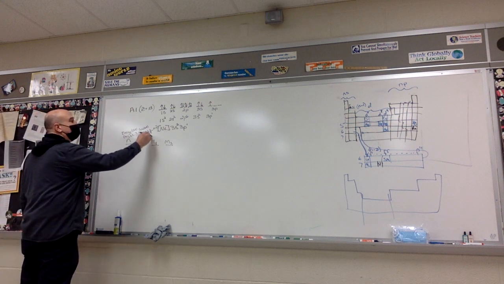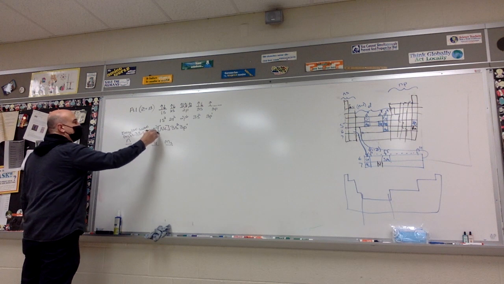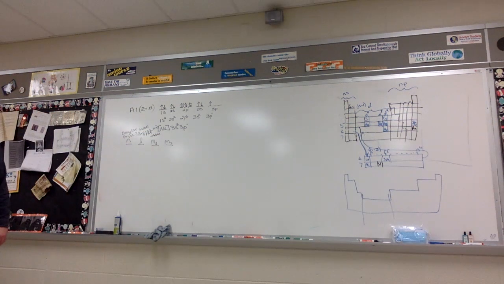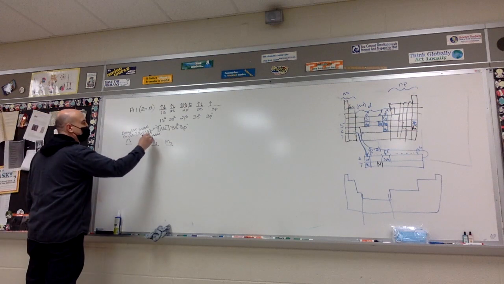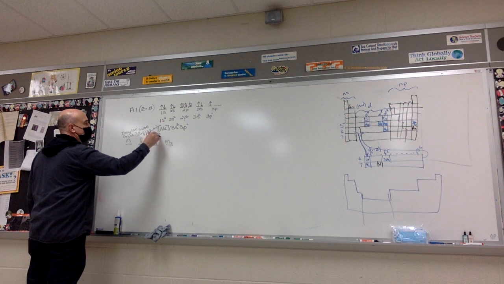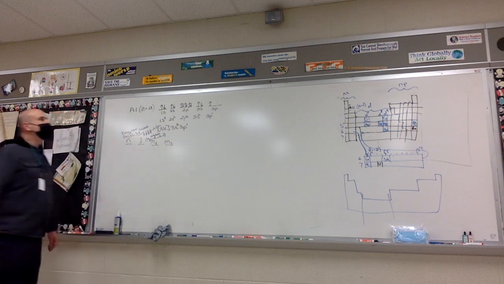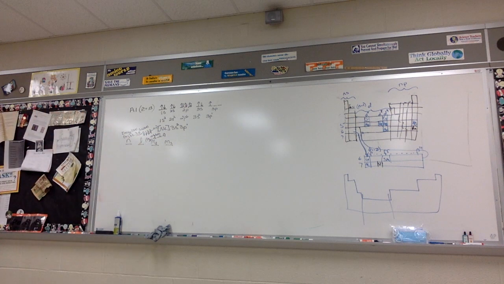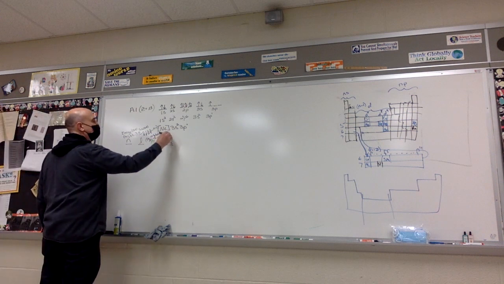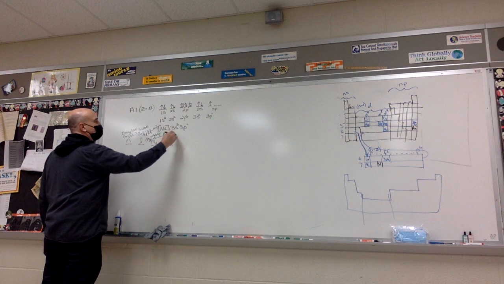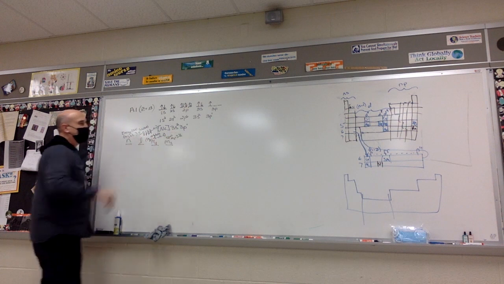ML represents our orbitals. It tells us how many orbitals we have in a sublevel. Those values go from negative L to positive L. And then what does the MS represent? Spin. Your two possible values are either positive or negative 1/2.